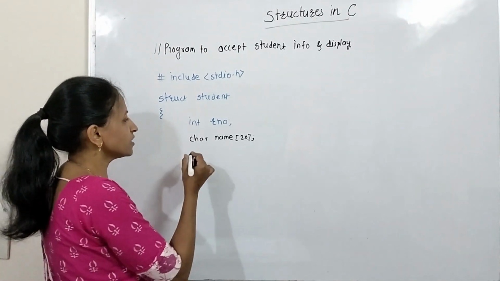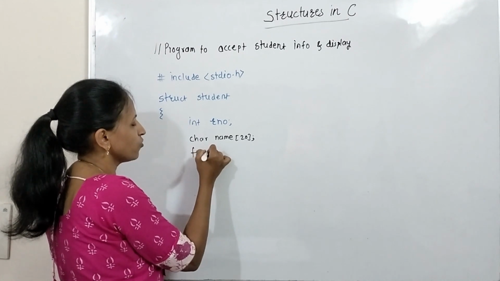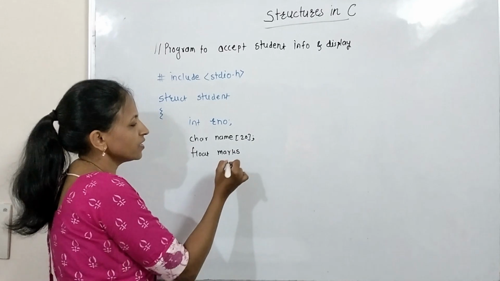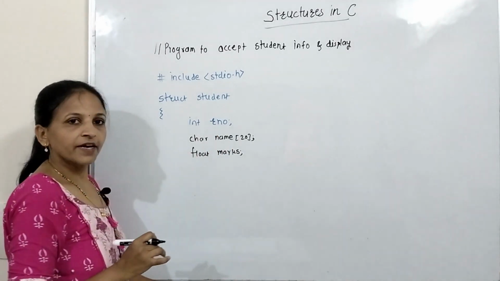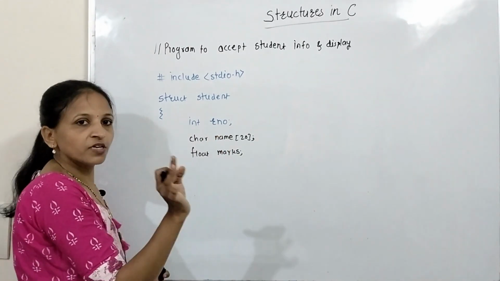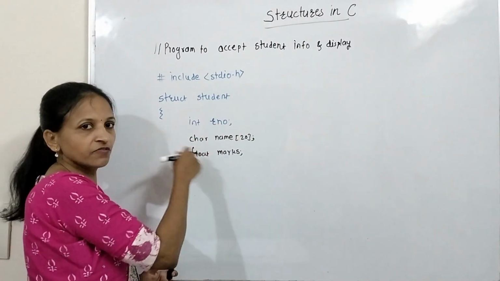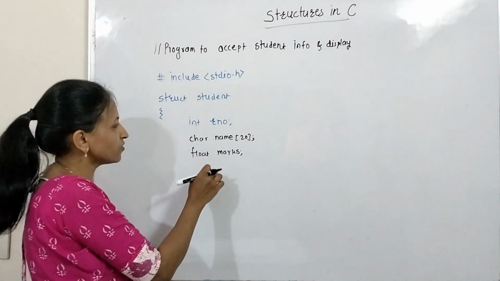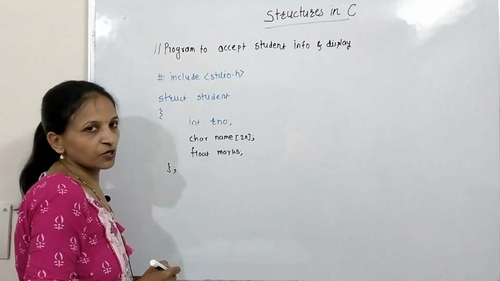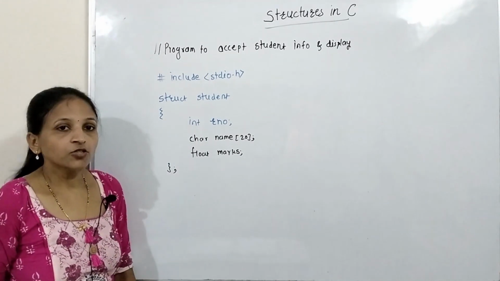And the next one is marks, suppose in floating point format, like float marks. Now here we are combining different kinds of information together. Here roll number, name and marks represent one student. Whatever members are there, we have to write here, and just close this structure and give a semicolon. Now we have created the student structure.